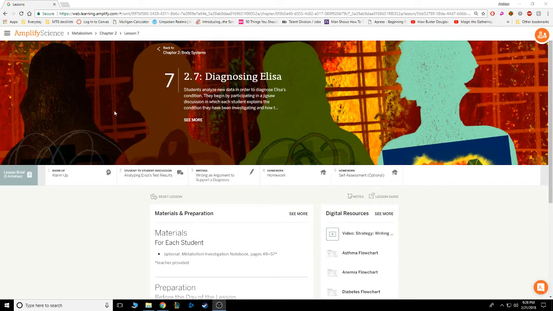Hello, and welcome to Amplify's Lesson 2.7, Diagnosing ELISA. In this lesson, we're going to focus on analyzing data in order to diagnose ELISA, that is, get a guess as to what ELISA's condition is. To start this lesson, we're going to move into the warm-up.